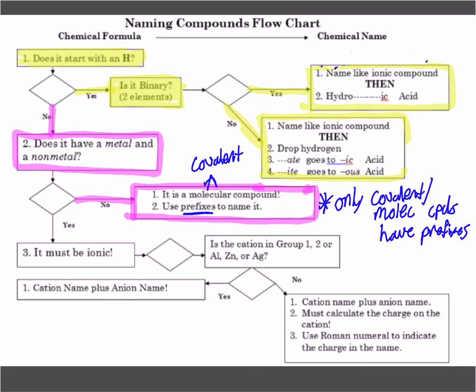So if it's covalent, our work is pretty simple. Notice, what are we saving for the end? Ionic, guys, because those have a lot more rules. So this bottom part of the chart is summarizing our ionic rules. If the answer to the question, does it have a metal and nonmetal, is yes, that means it must be ionic. Then we've got to go through our ionic naming rules. So first things first. Is the cation in group 1, 2, or is it aluminum, zinc, silver?